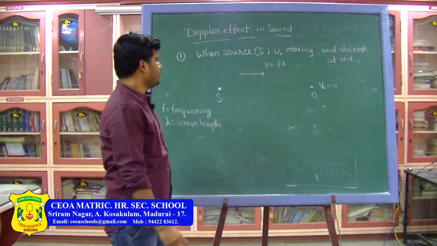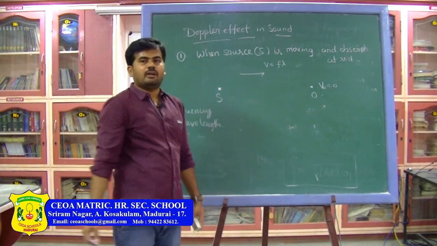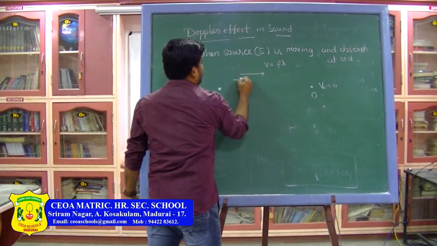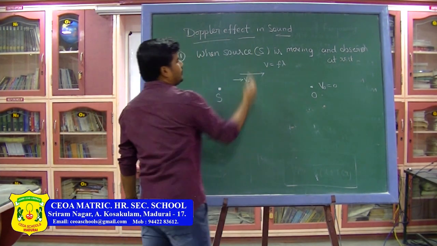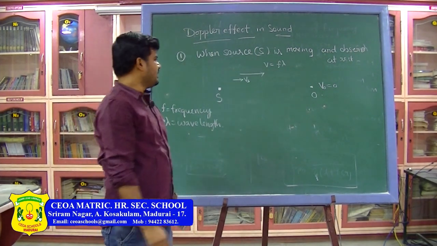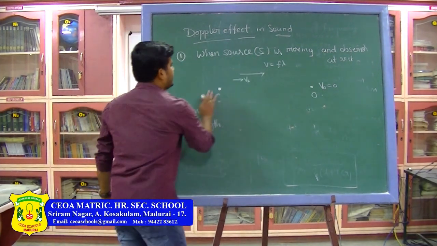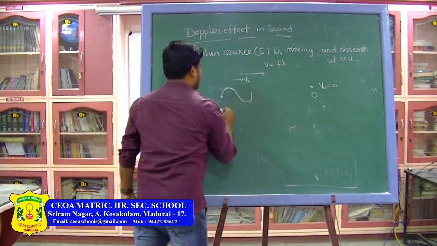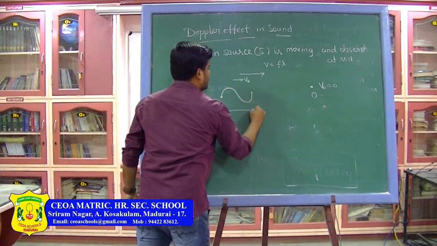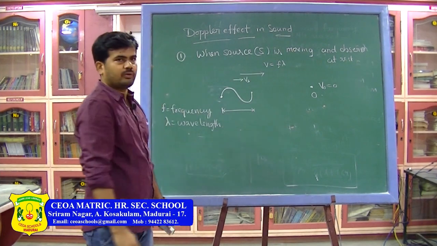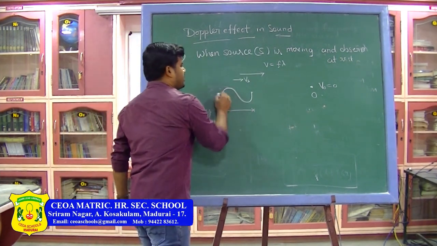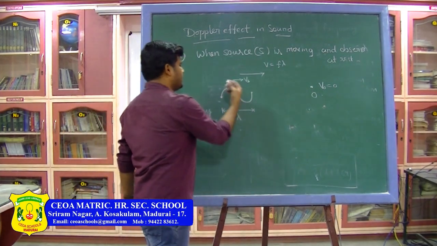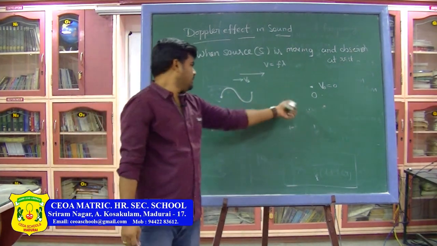Now, let the source be approaching the observer with a speed Vs. Let Vs be the source speed. So, if this is the case, now at t equal to 0, let the source release the first wave of wavelength lambda. Remember, at t equal to 0, at the time when it started moving, the source released its first wave and its wavelength is lambda, that is observed by the observer.